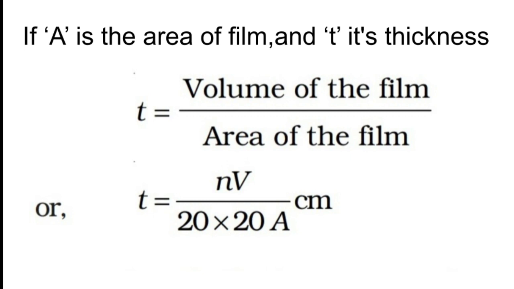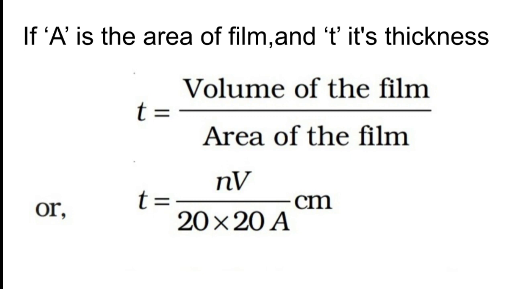Let A be the area of the film and T its thickness. Then the volume of the film is given by area × thickness, or thickness is the volume of the film divided by area. Volume of the film means the volume of oleic acid added, which is NV divided by 400. So thickness is given by NV divided by 400 × area, where area is found by the expression πr².